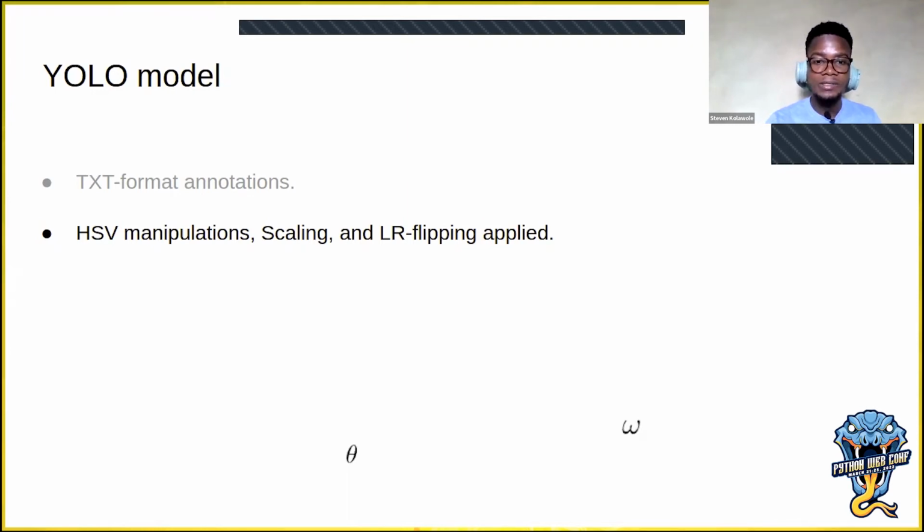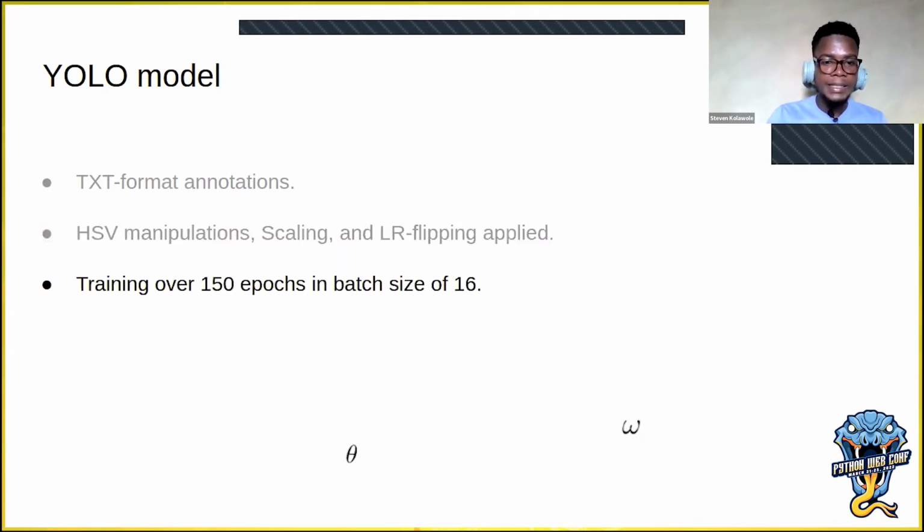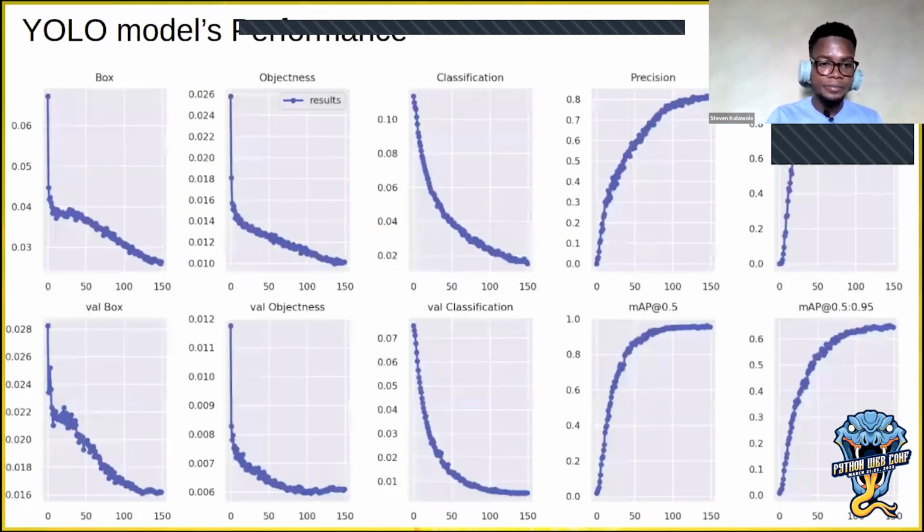And then we tried scaling, zooming in and out, and we tried left-right flipping, flipping it this way and flipping it that way, just trying to see if the model can cope with all the little perturbations to the images. And then we trained over 150 epochs with a batch size of 16.